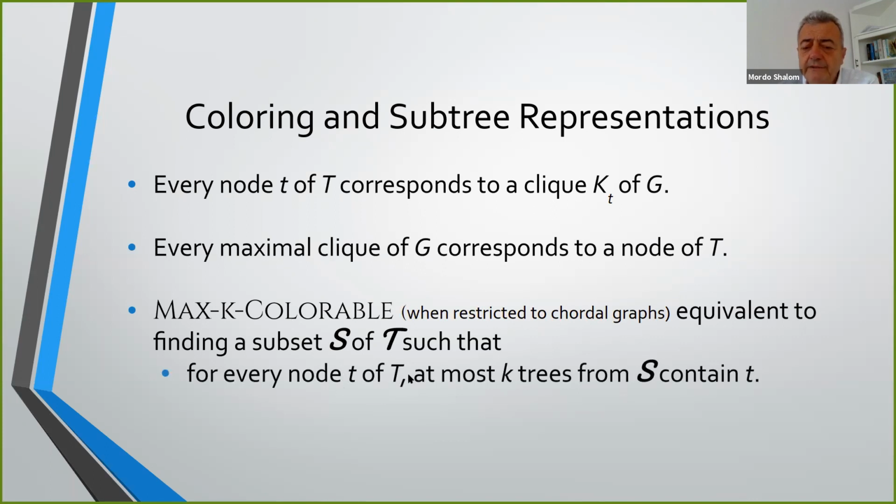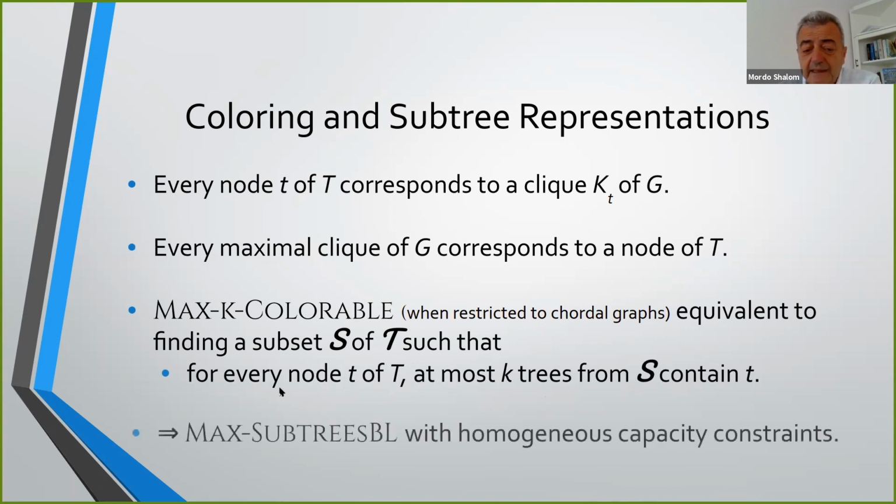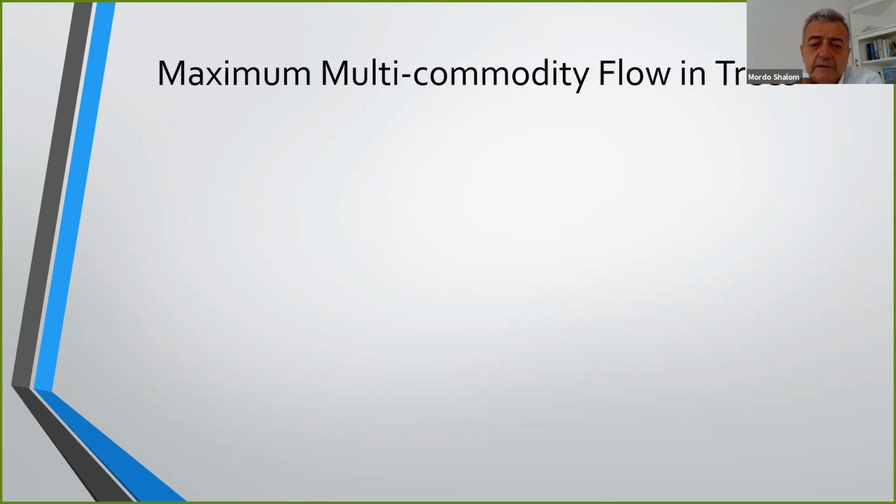For every node T, there are at most k subtrees of S that contain T, which means that this is a special case of our problem that we call maximum subtrees with bounded load, with homogeneous capacity constraint. In our problem, you can assign to every edge and every node of the tree a different capacity. In this special case, you assign the same number to all of them, and then this becomes equivalent to the maximum k-colorable set problem in chordal graphs. So this is one problem that is related to our problem.